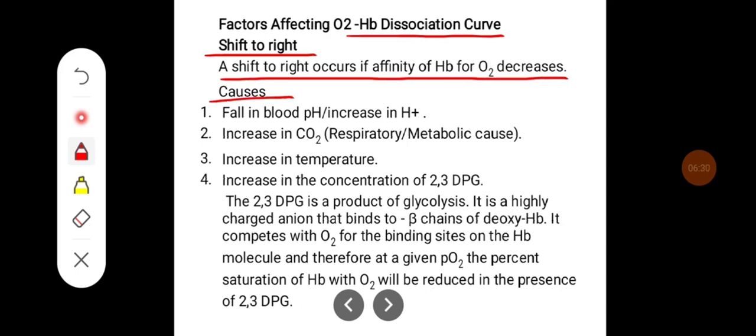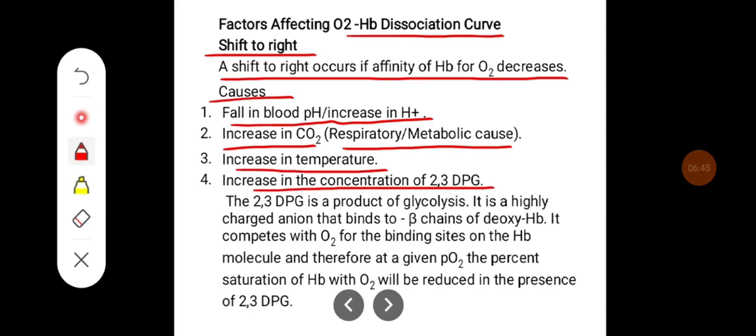Some of the causes are a fall in the blood pH or increase in the H plus ion concentration, increase in the partial pressure of carbon dioxide, which occurs because of a respiratory or metabolic cause, increase in the temperature, and increase in the concentration of 2,3-DPG, where 2,3-DPG is the product of glycolysis.